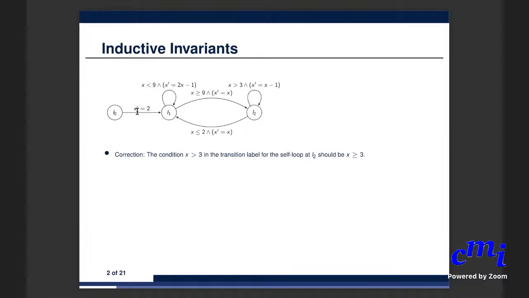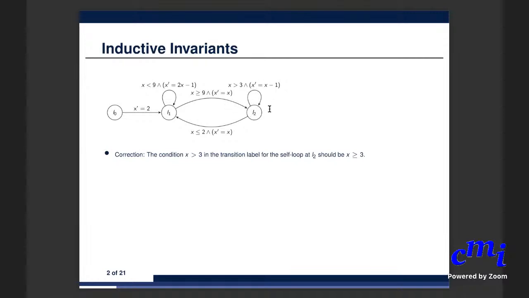So this goes to L1 as long as x is less than 9, updating the variable x, x prime, to 2x minus 1, 2 times the original value, minus 1. And you jump to location L2 when x is greater than or equal to 9. And there's no change when you jump to L2.